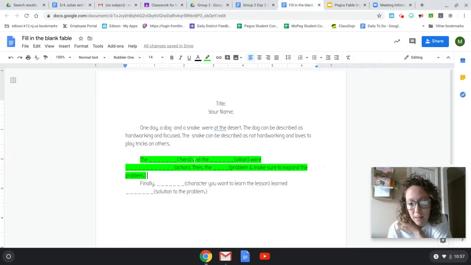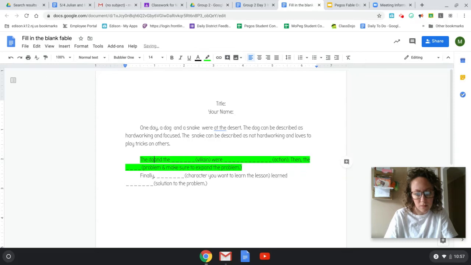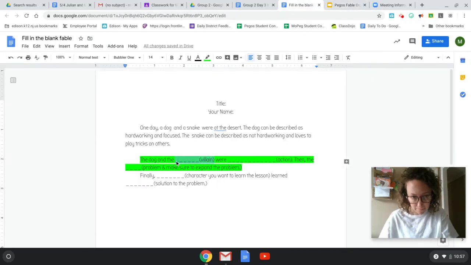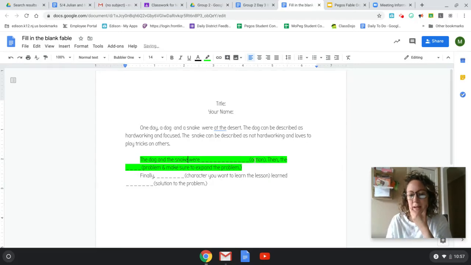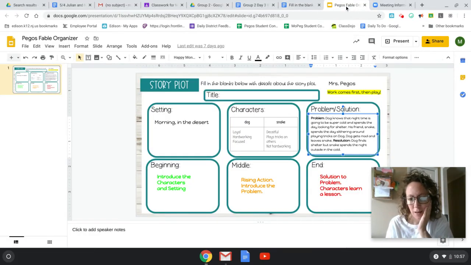So I'm going to highlight and get rid of this, and I'm going to write dog. The dog and the blank, the villain. So my villain, when I go back to here, is the snake. Snake. Or blank. This is the action. What action is happening? When I go back to my organizer, I have 2 options. Remember, we're only focusing on the problem.